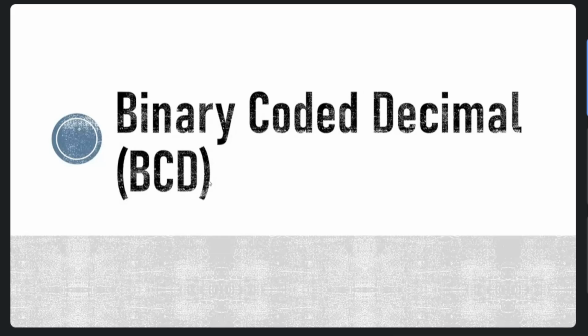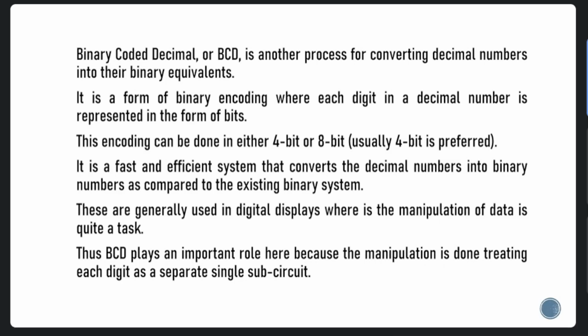Ayan. So, binary coded decimal. Binary coded decimal basically is another process for converting decimal numbers into their binary equivalent. It is a form of binary encoding where each digit in a decimal number is represented in the form of bits. This encoding can be done in either 4-bit or 8-bit. Usually, 4-bit is preferred.